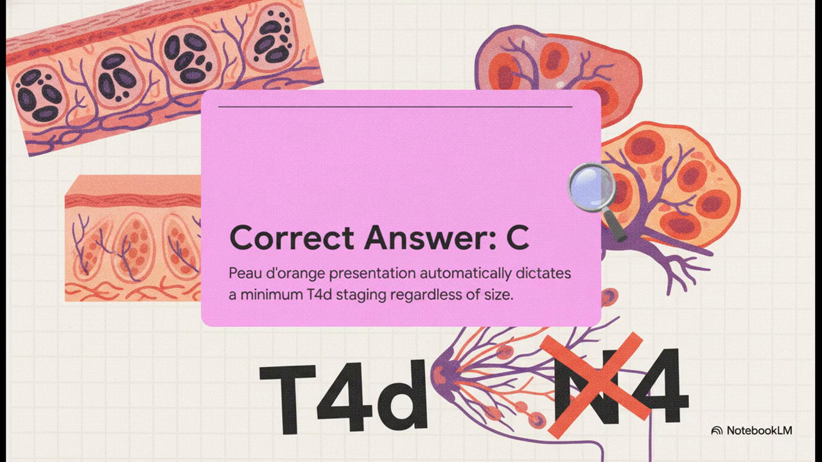Just to clarify the others, Stage 1 can actually include micrometastases, Stage 3 strictly excludes distant metastases, and there's actually no N4 tier at all. Your clinical exam pearl here is that a peau d'orange presentation immediately dictates a minimum T4D staging, totally regardless of the actual tumor size. Question 8.